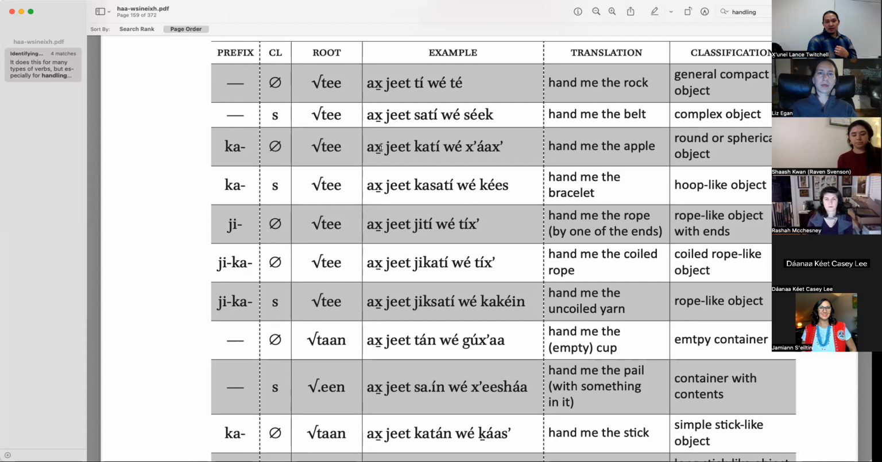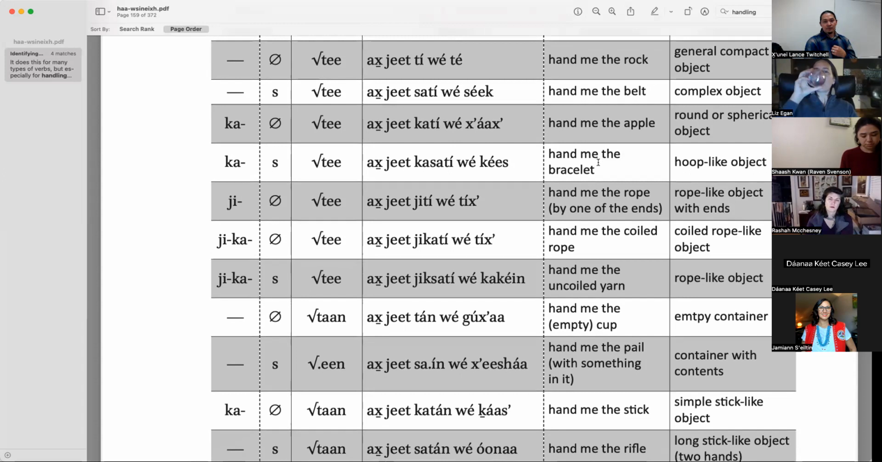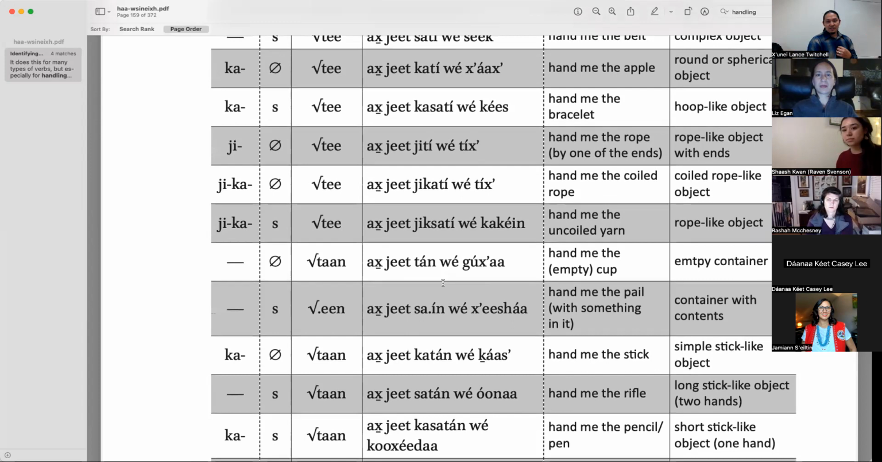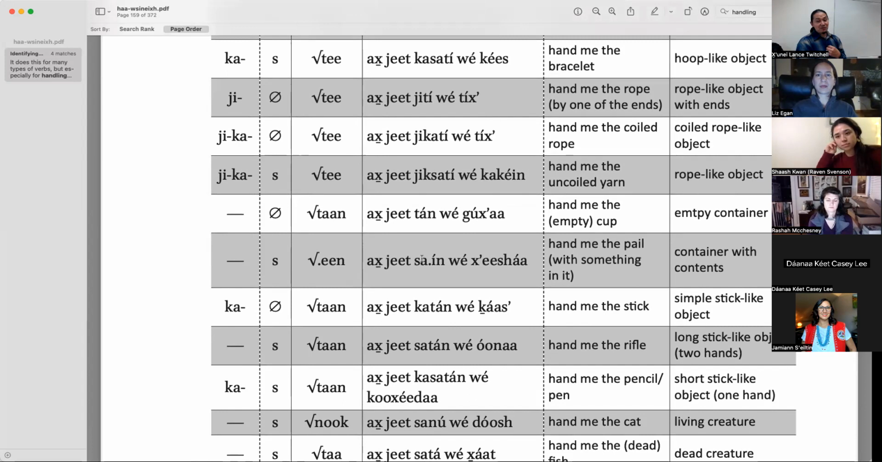Kati would be a round thing, like a basketball or an apple. Kasati would be a hoop-like object, like a bracelet. Jiti would be a rope that you grab one end of and carry over to someone, like if you're tying up a boat. Jikati would be coiled-up rope, because you have to carry it so it doesn't uncoil. Jiksati would be uncoiled rope-like stuff, because you just kind of scoop it. Tun is an empty container. Sa'in is a container with spillable contents. We had these little fruit cups, and we said, akhjit sa'in, and the elder said, akhjit ti. Like, what? There's something in it. They tipped it over. Like, did it spill? Okay, fine.